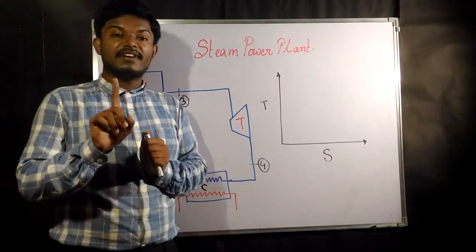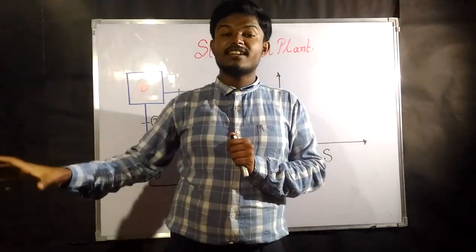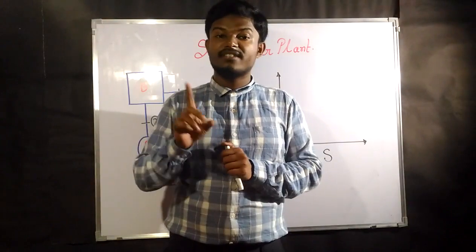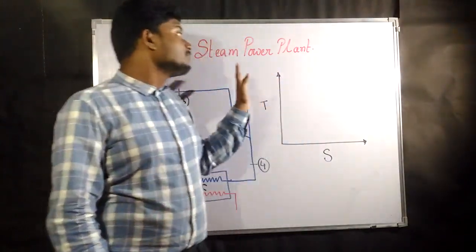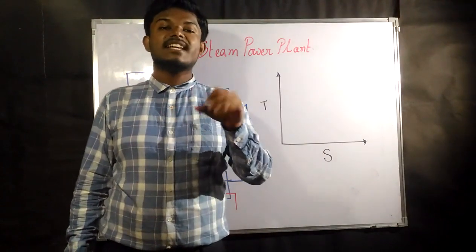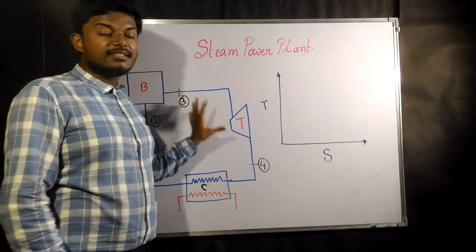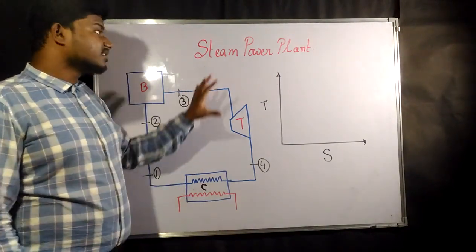That means the main difference is there. The working fluid inside the air standard cycle did not change its phase, but in steam power plant the working fluid is going to change its phase. Now let us start how a steam power plant works.